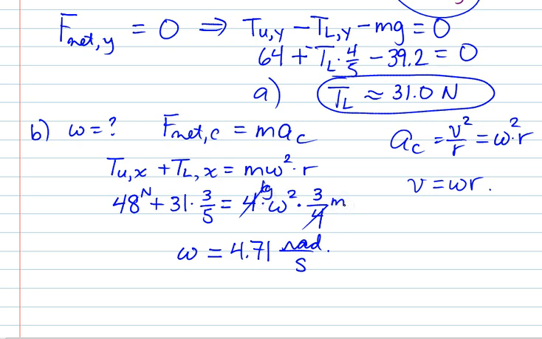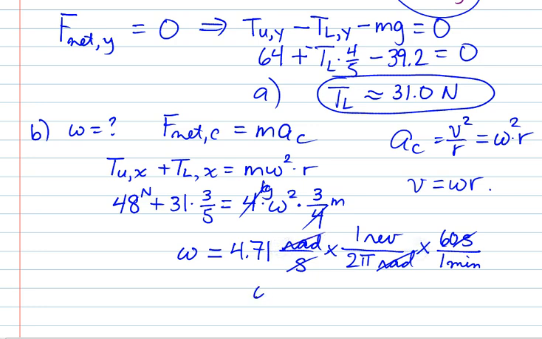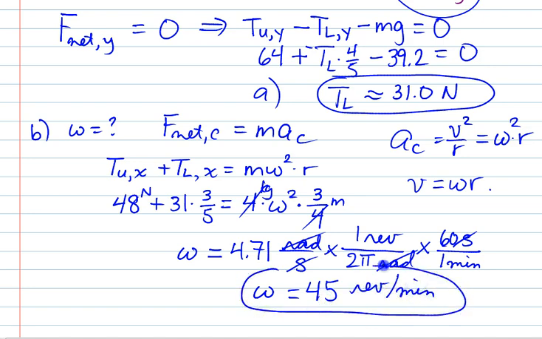Okay, now we need to get this into revolutions per minute, and it's actually pretty easy to do that. We know that we have 2 pi radians going into 1 revolution, and we know that we have 60 seconds going into 1 minute, so all of our units will cancel nicely, and this omega will be about 45 revolutions per minute, 45 RPM. And there's our answer to part B.